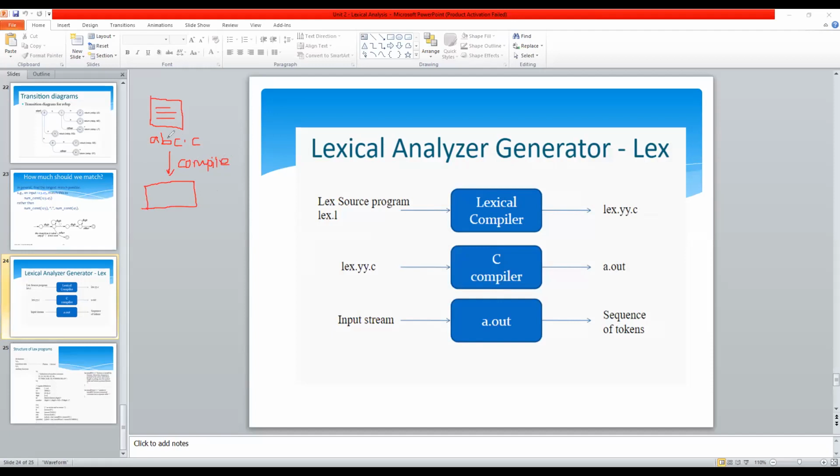After compiling, abc.c is getting converted into, yes, the object file. It is getting converted into obj.